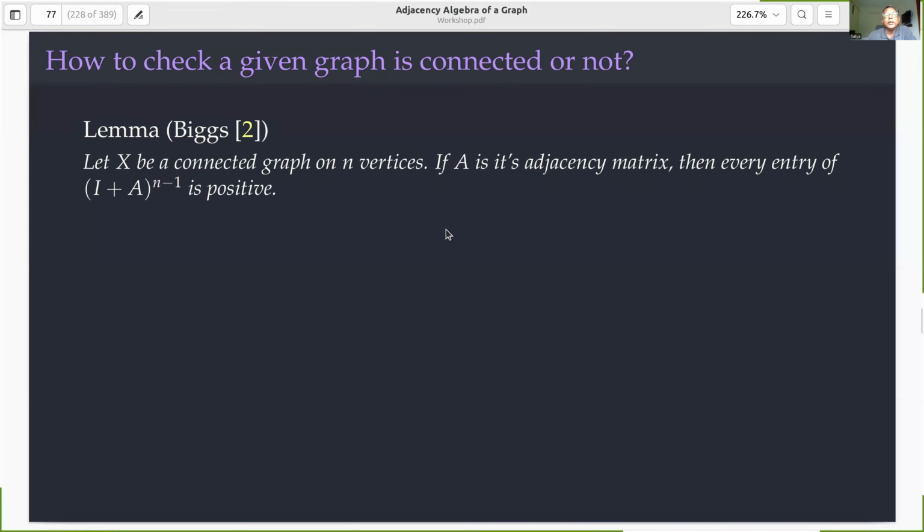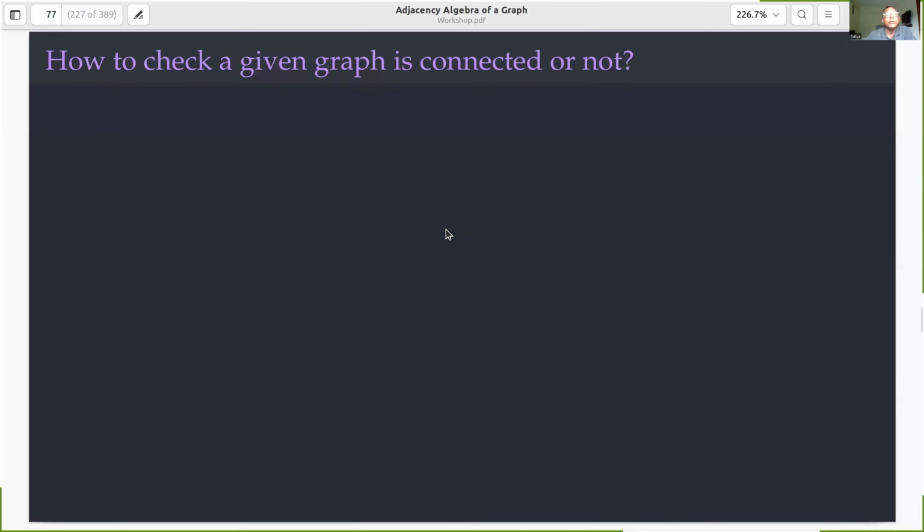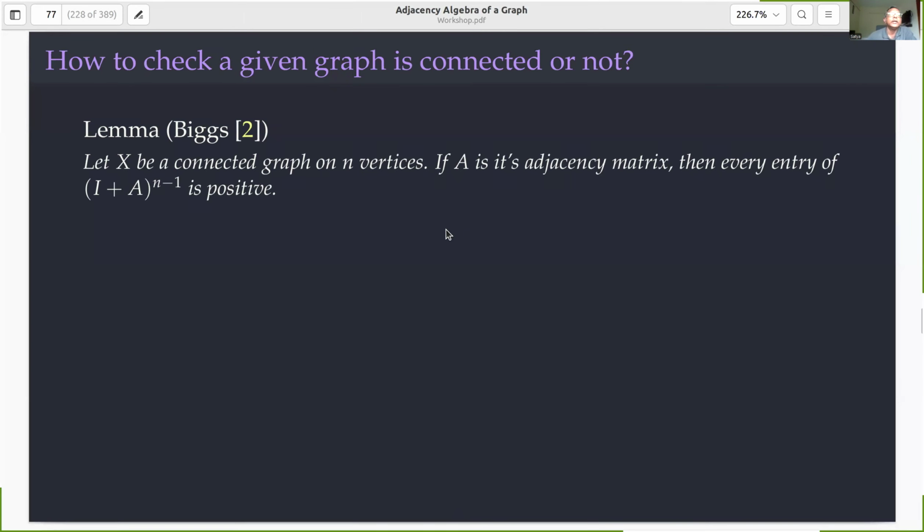You are correct, that is what I'm doing. See, an algorithm: how will the computer tell when I give it a graph? Giving a graph to a computer means what? You are giving the adjacency matrix, right? Then I'm telling that it is connected if (I plus A) to the power n minus 1 is positive.